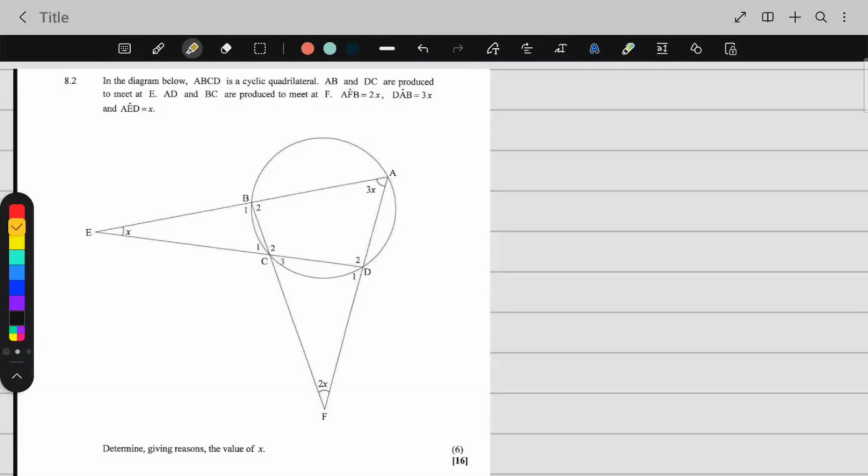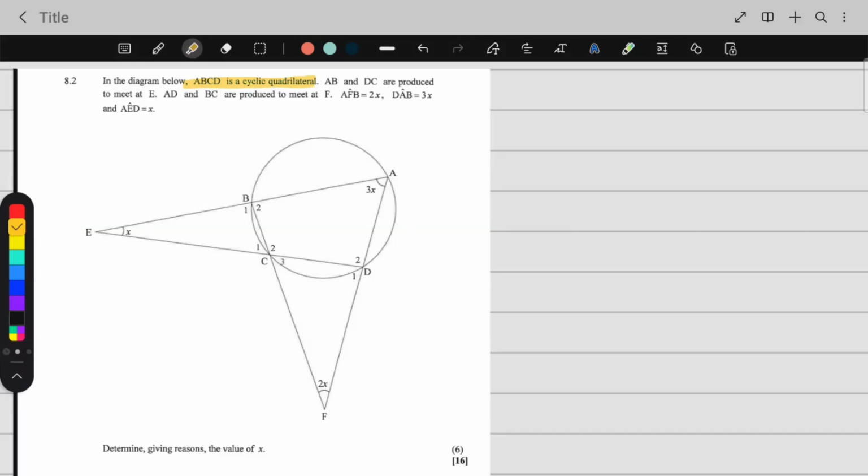Okay, let's do question 8.2. It says in the diagram, ABCD is a cyclic quad. AB and DC are produced to meet at E. AD and BC are produced to meet at F. Okay, so those two lines meet at E and the other two lines meet at F.